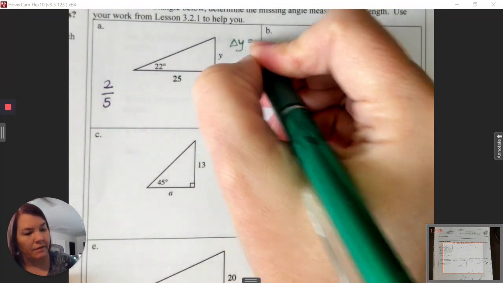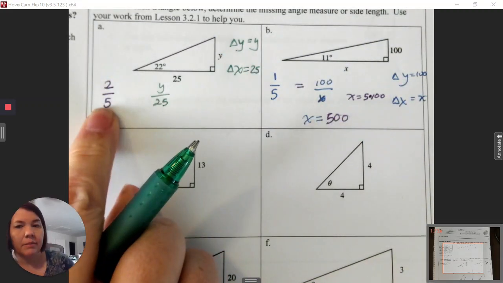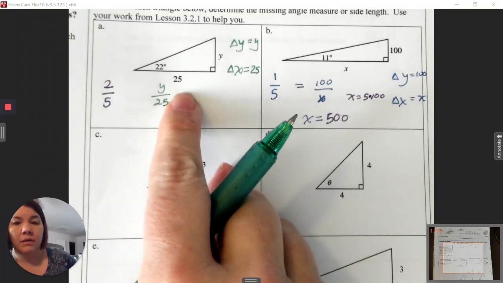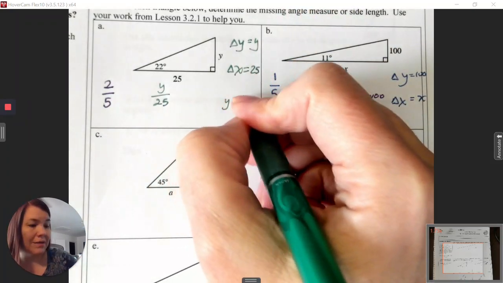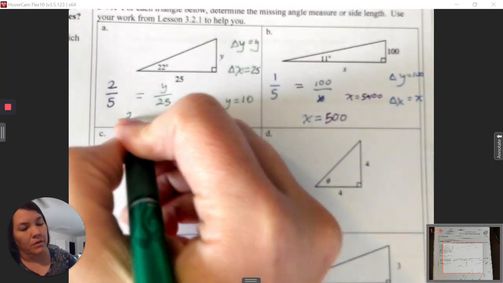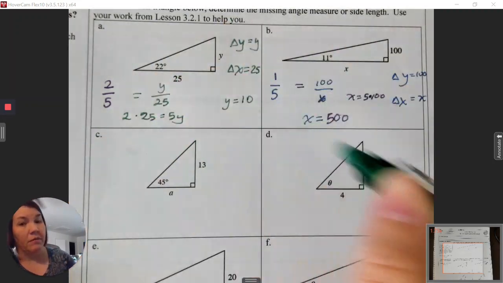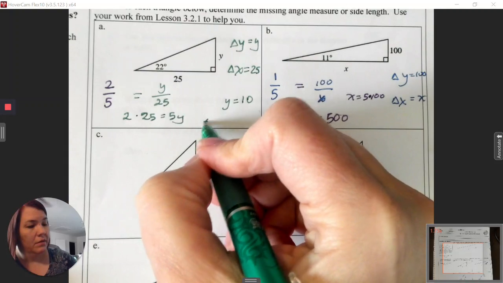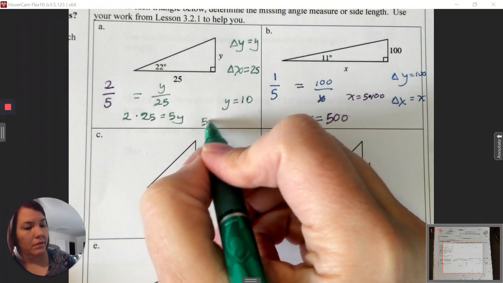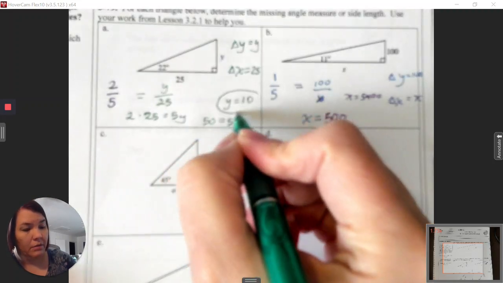Delta x is 25, delta y is y. So I have y over 25. And again, thinking, I times 5 by 5 to get 25, so I'm going to times 2 by 5 and get y is 10. Or I can cross multiply them: 2 times 25 equals 5y. 2 times 25 is 50. When I divide by 5, I get 10. So either way, y is 10.